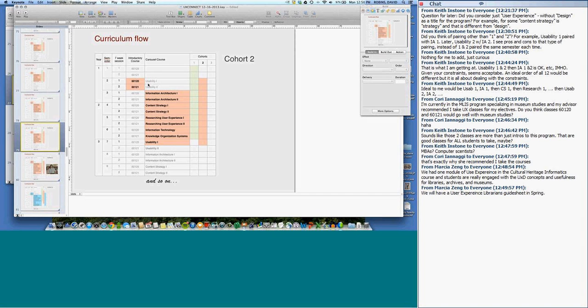Yeah, grading up in the spring. They're going to have guide sheets in the spring for that user experience librarians.